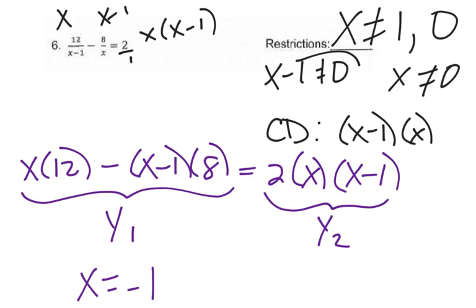Then go enter, enter, enter, and the other answer is x equals 4. Another thing you could have done was go to zoom 0 for fit, and it would probably show you both intersections.